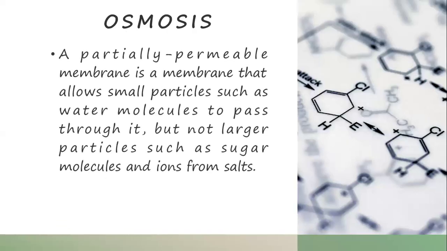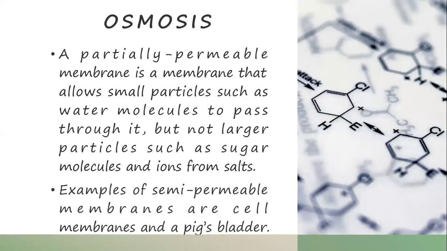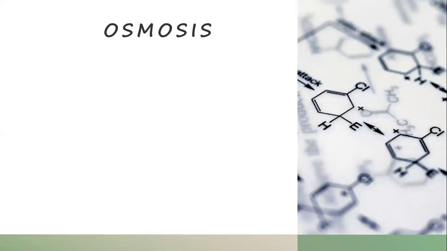The semi-permeable membrane is the membrane that allows small particles such as water molecules to pass through it, but not larger particles such as sugar molecules and ions. So that's what the semi-permeable membrane is. Examples of semi-permeable membranes are the cell membranes and the pig's bladder.